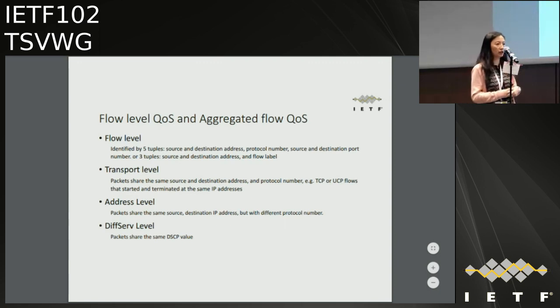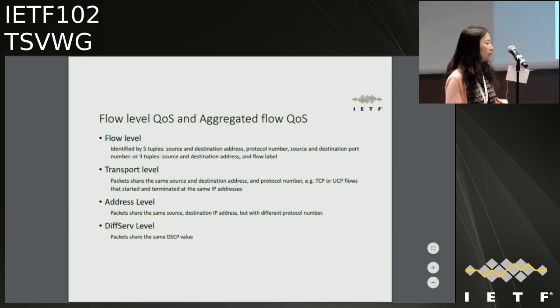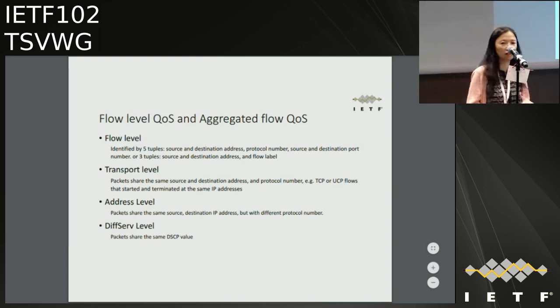We have different granularities for flows. The finest we can do is really flow level. That's like the 5-tuple you can use to figure out what a flow is. We also have transport level, which pretty much means different protocols. The terminal level is based on the source and destination address. And we also have the service level, where flows are defined by different DSCP values.